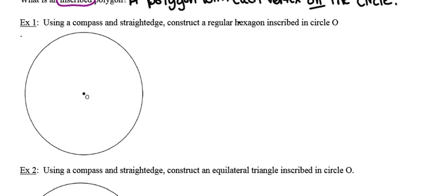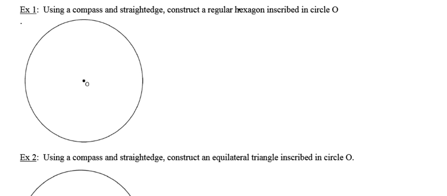All right, in the first example it says use your compass and straight edge to construct the regular hexagon that's inscribed in circle O. So in other words, the hexagon is going to exist inside our circle. I'm going to start out by grabbing my straight edge and just constructing or drawing any radius of the circle. So in other words, a radius, remember, will connect the center of my circle with any point on the circle. So I'm going to use my red pen, put two little red dots there.